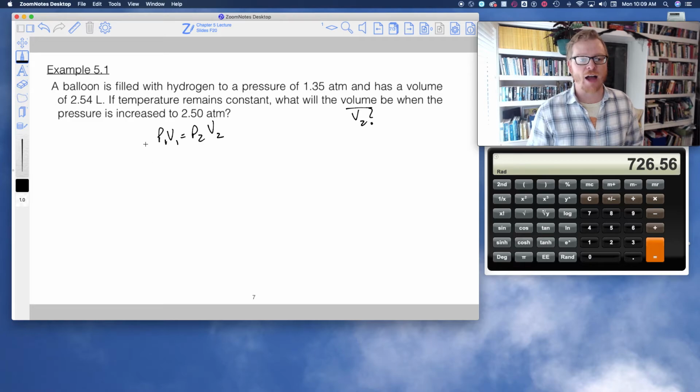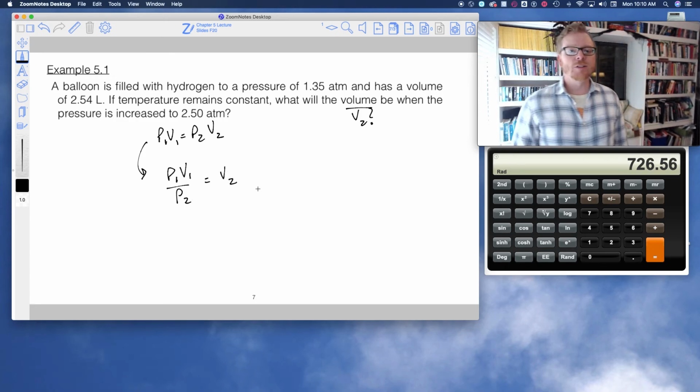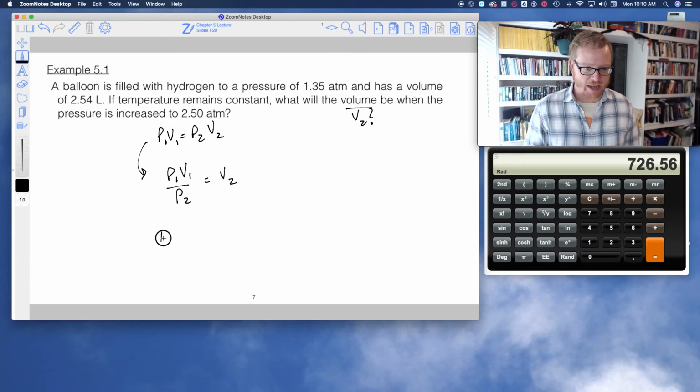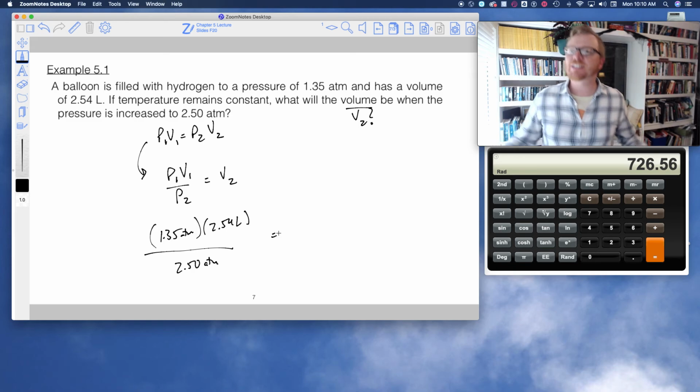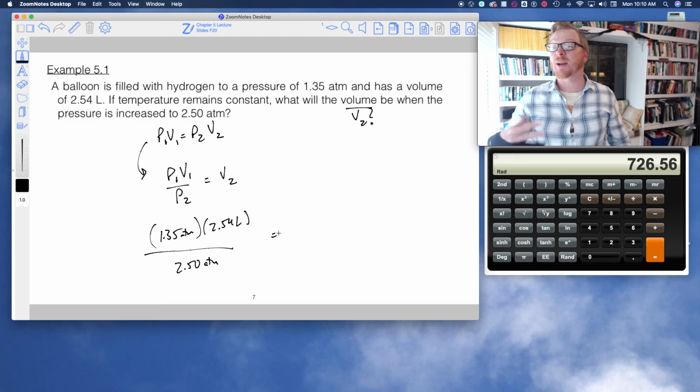I first like to do the algebra. To isolate V2, I'm going to divide both sides by P2, which will give me V2 equals P1 times V1 divided by P2. Now they tell me P1 is 1.35 atm, times V1 of 2.54 liters, and then what will the volume be when the pressure is increased to 2.5 atm. It's always good to ask ourselves, do we expect the volume to get bigger or smaller? If we're increasing the pressure, or squeezing it, we're going to make it smaller.